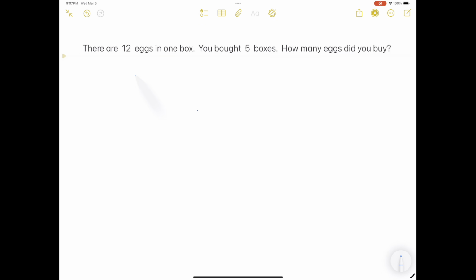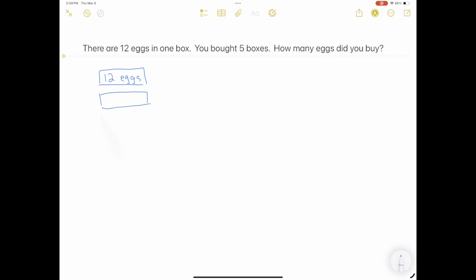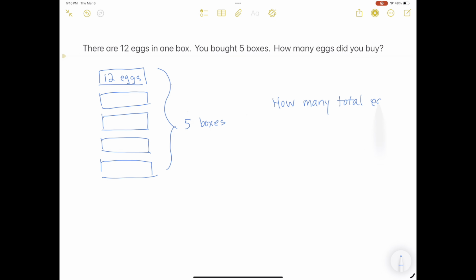There are 12 eggs in one box. You bought 5 boxes. How many eggs did you buy? I find that it's always helpful to start out by drawing a picture of the problem. So I have 12 eggs in one box, and now I bought 5 boxes. Each of those boxes has 12 eggs. So how many total eggs are there?